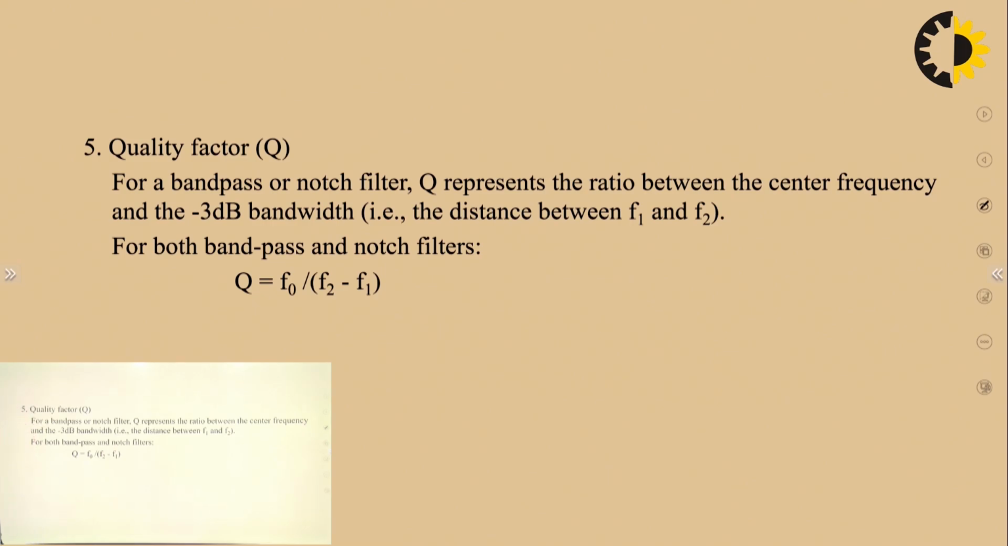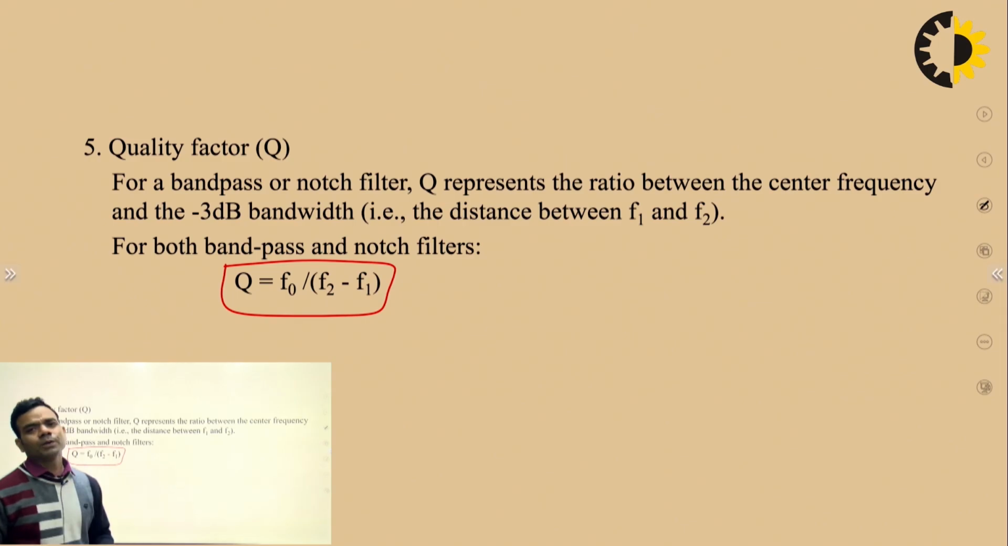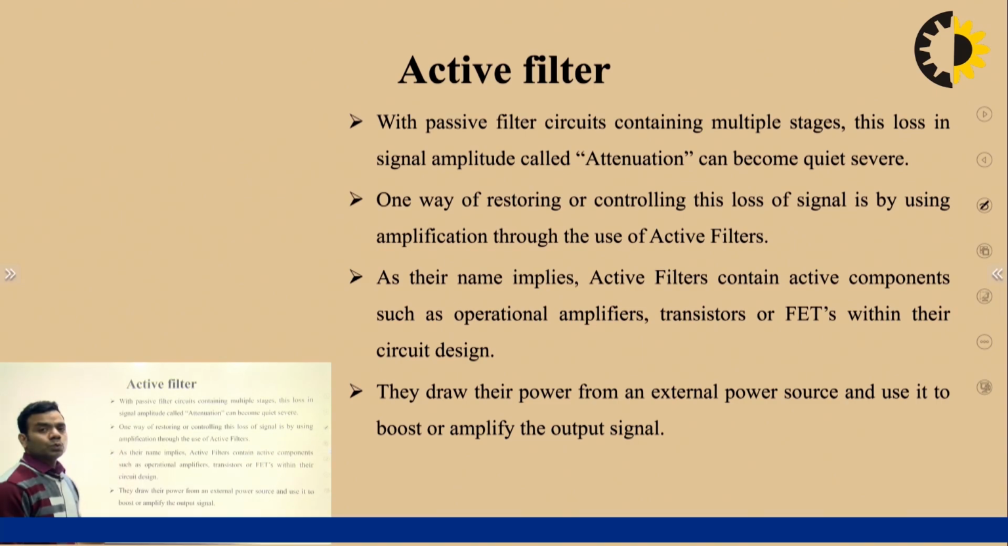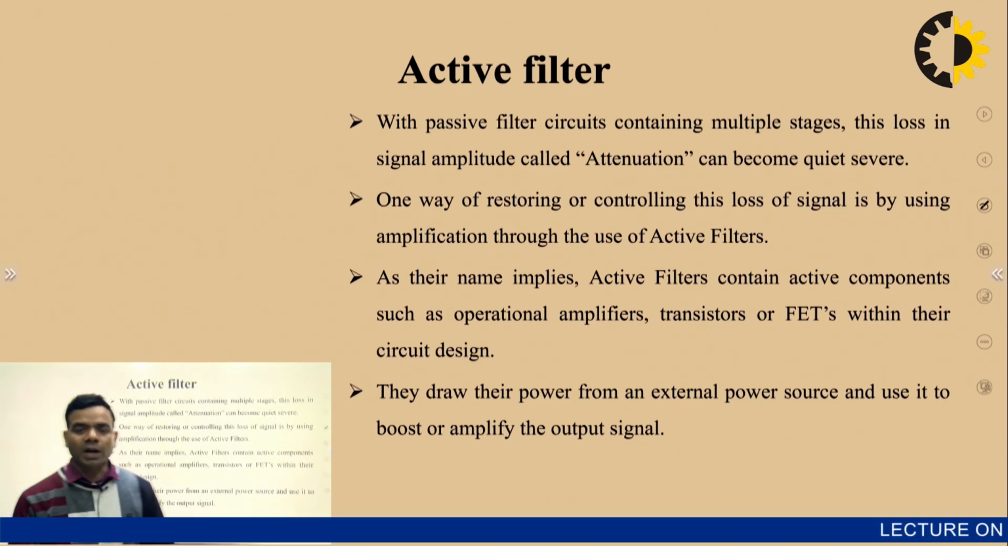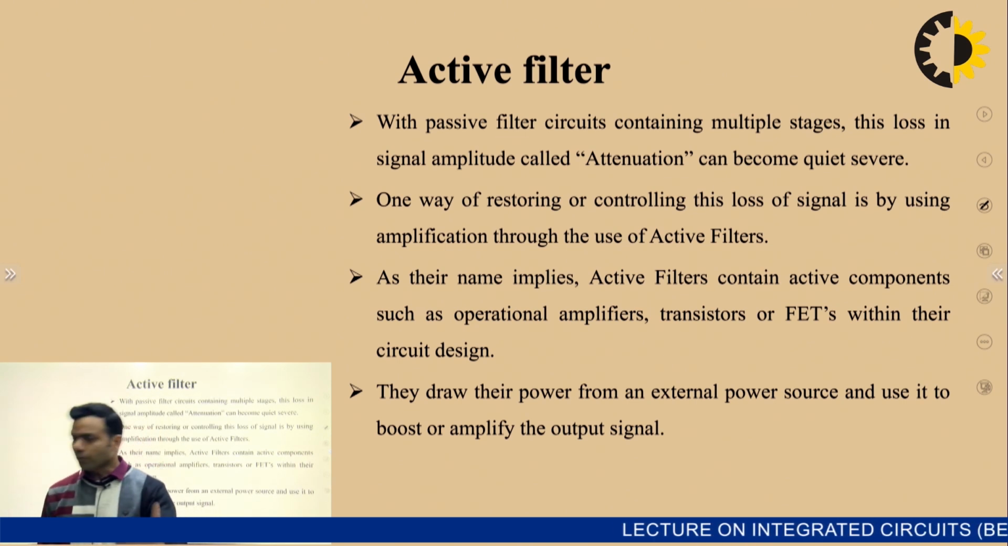Next is the quality factor. Quality factor Q is equal to F0 upon F2 minus F1, where F0 is the center frequency and F1 and F2 are the two cutoff frequencies. Now, let us come to the active filters. After understanding these basic concepts, we can go for the active filters.